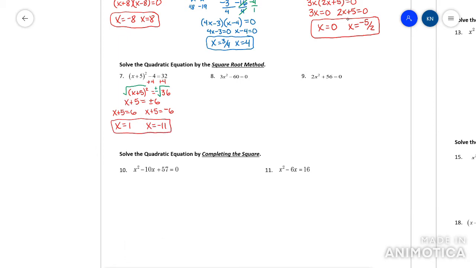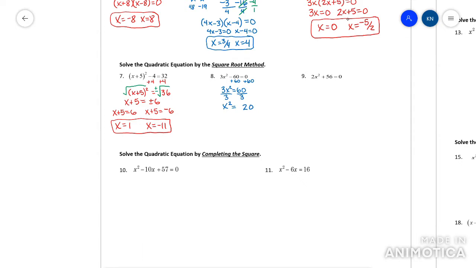This middle one, again, you're trying to get x squared by itself. So your first move here is to add 60. So now you got 3x squared equals 60. Divide by 3, because x squared is still not by itself.